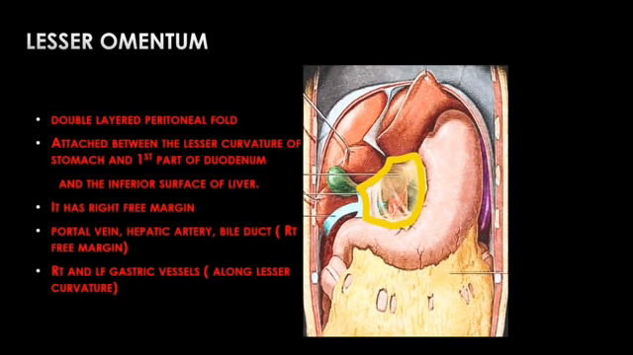Just behind this right free margin we have three important structures: the portal vein, hepatic artery and the bile duct. Also, along the lesser curvature, between the two layers, the lesser omentum contains the right and the left gastric vessels.